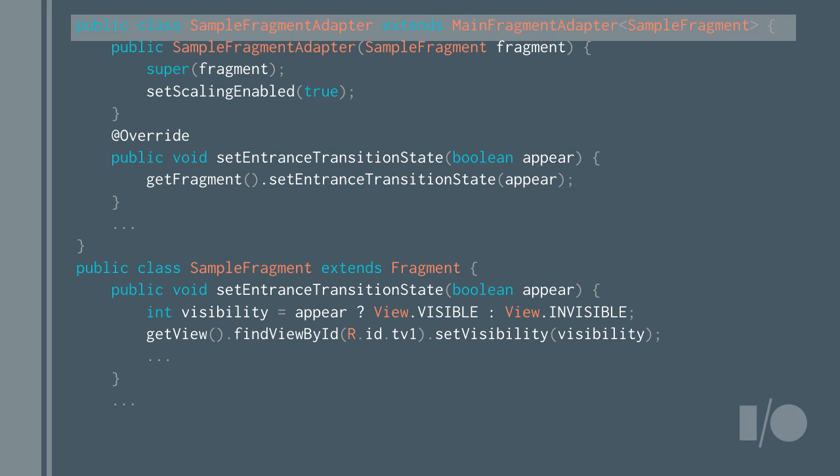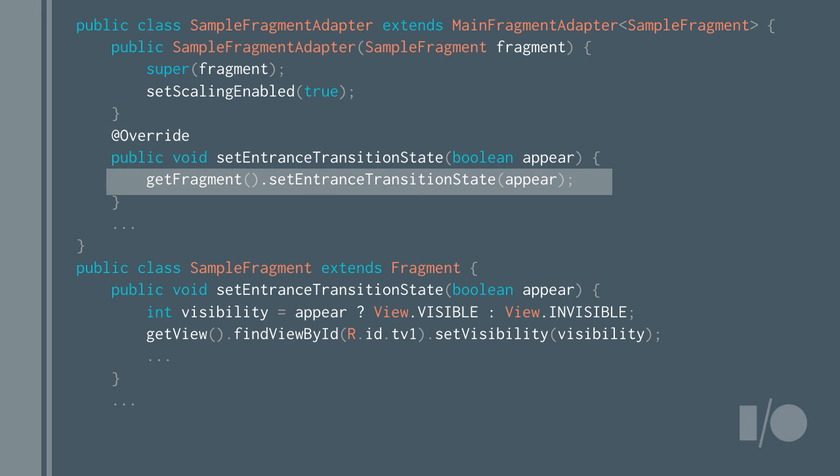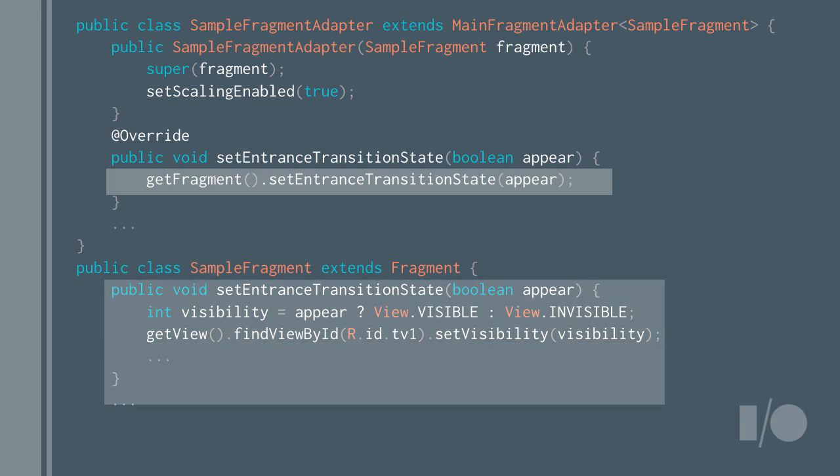The general pattern for implementing this is the adapter should act like a pass-through to your fragment. Here, we override the set entrance transition state method and then call back into the fragment. The fragment, in turn, based on the Boolean value, sets the visibility of the individual views. So the transition system can notice the difference and run the appropriate transition. It's as simple as that. So that's a lot about custom fragment.